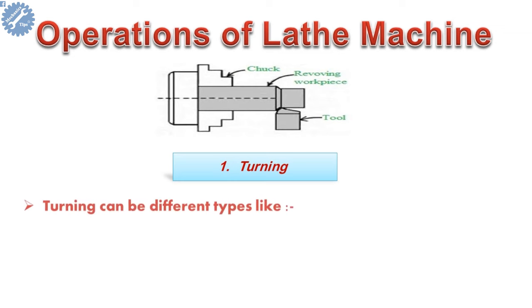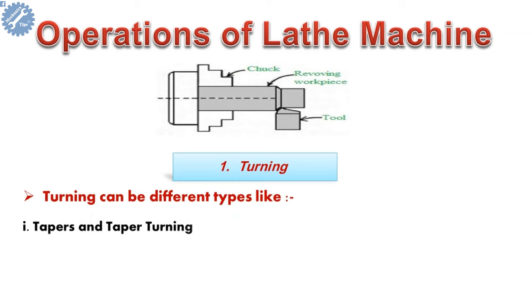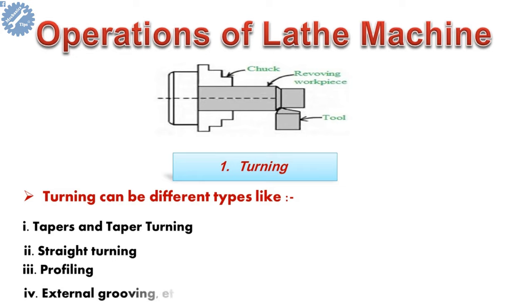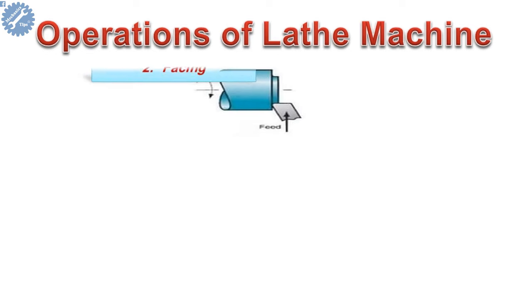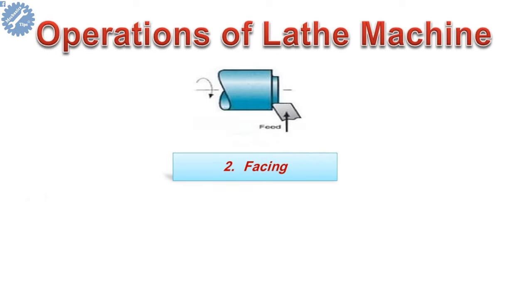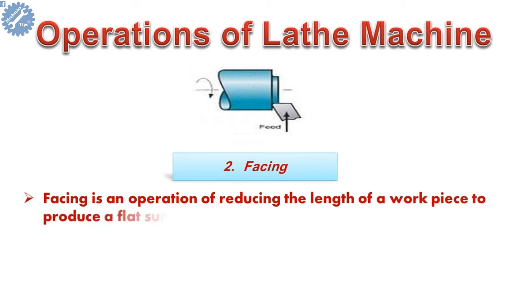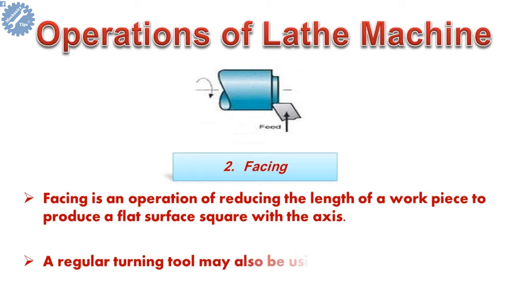Turning can be of different types, like taper turning, straight turning, profiling, and external grooving. Facing is an operation of reducing the length of the workpiece to produce a flat surface square with the axis. A regular turning tool may also be used for facing a large workpiece.